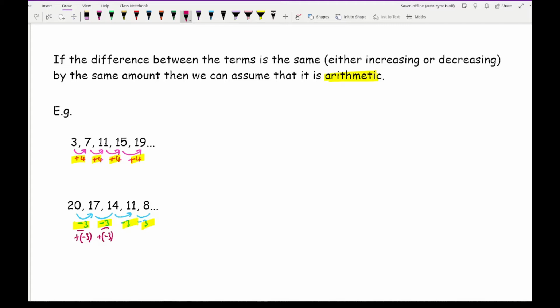Another common arithmetic sequence that a lot of people forget is 1, 2, 3, 4, 5, 6. The reason why this is an arithmetic sequence is because to get from one term to the next, we're just adding 1. So don't think that you always have to add a number that's more than 1 or take away a number that's more than 1. A list of natural numbers can be classed as an arithmetic progression.